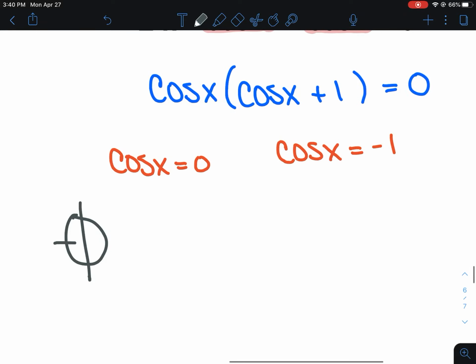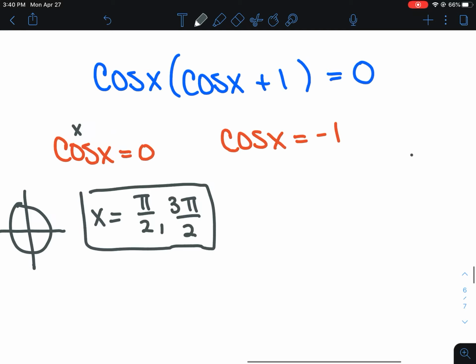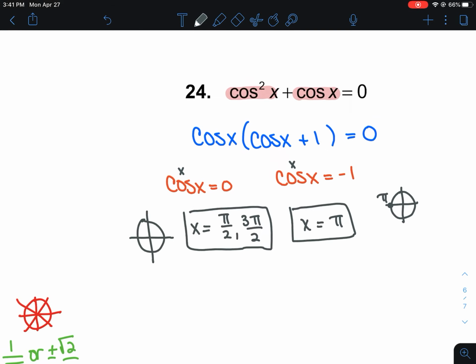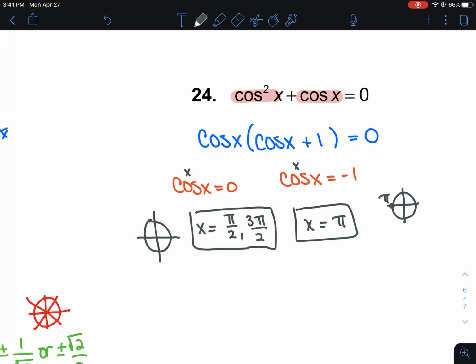Looking on the unit circle, again, cosine is the x of the ordered pair. Where do I have a cosine equal to 0? That is at pi over 2 and 3 pi over 2. And then where do I have an x value, cosine of -1? That's at pi. Okay, so all 3 of those answers work for that problem.